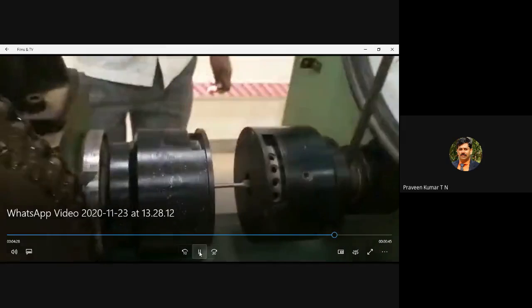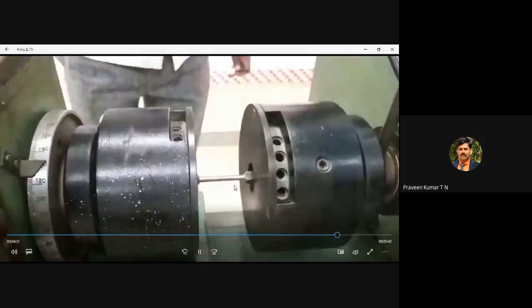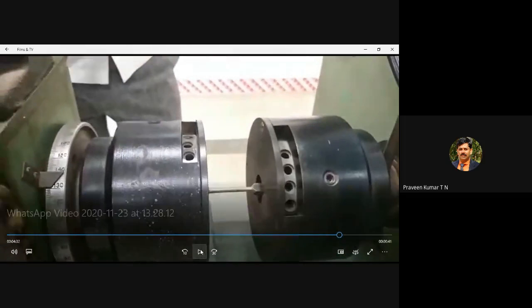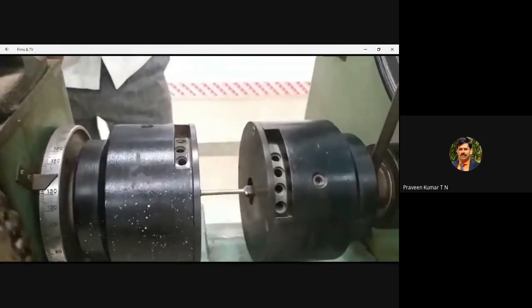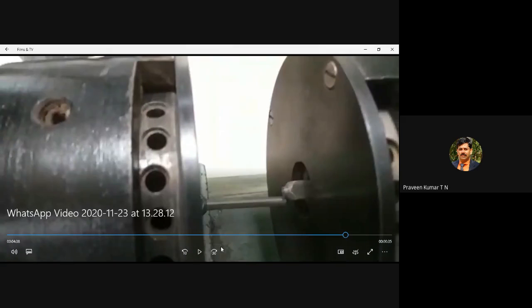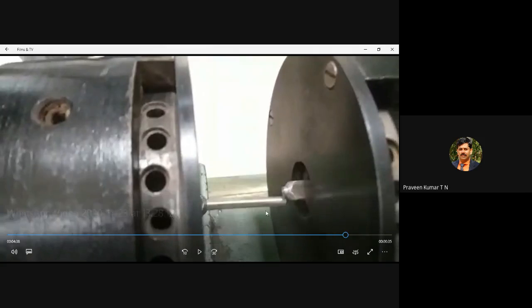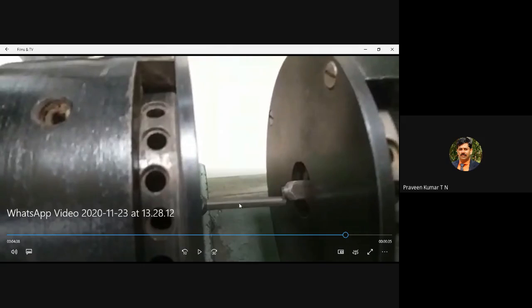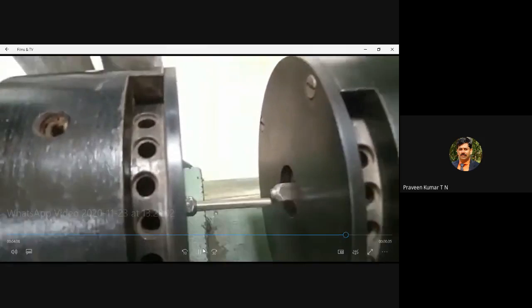Now you can see the specimen is going to break because of torsion loading. Now you can see the specimen is already broken. That is the TF value. What is the torque? The maximum amount of torque the specimen can take.